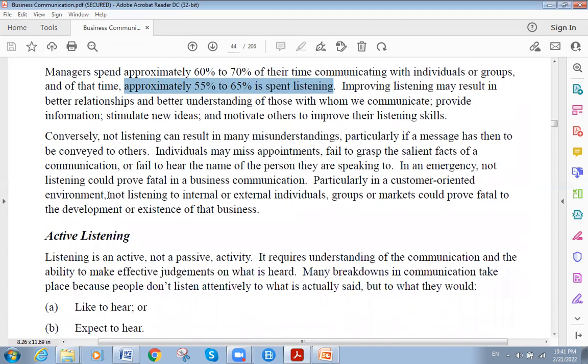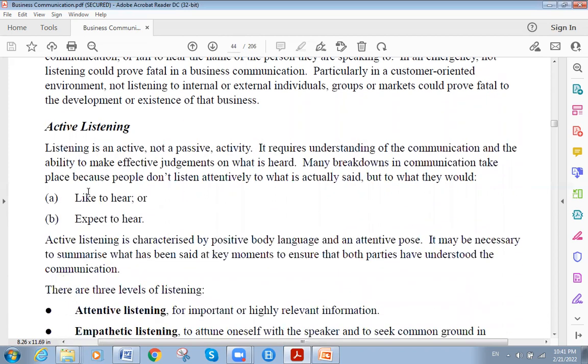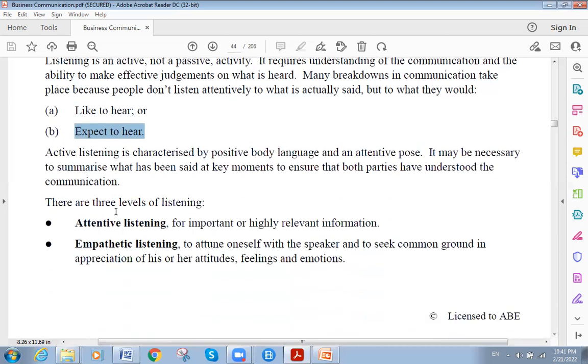Listening is a skill. It is a very good skill because you are listening to information. Active listening: listening is an active, not passive activity. It requires understanding of the communication and the ability to make effective judgments based on what you heard. But this also depends on what they like to hear and expect to hear. There are 3 levels of listening.